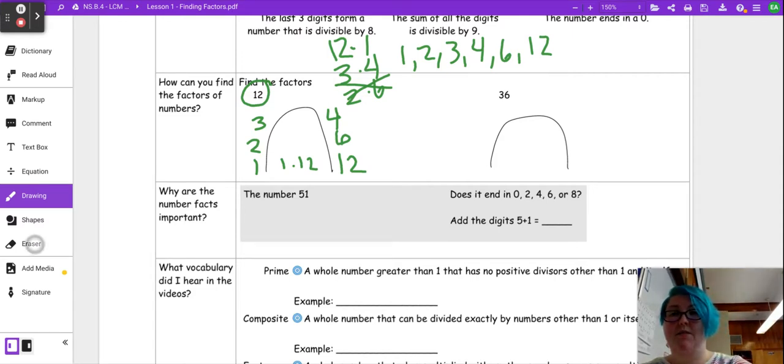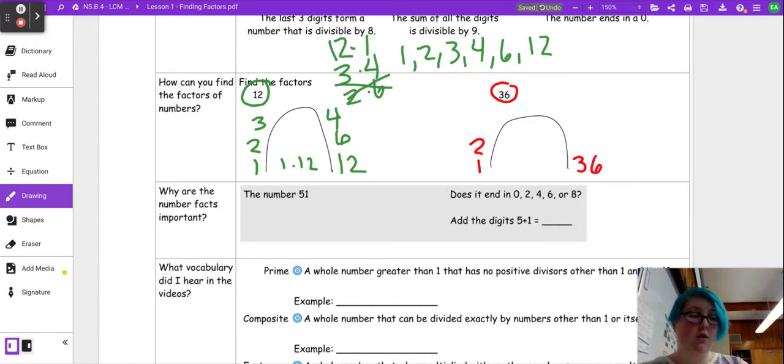All right, so now let's go to 36. So here's 36. Again, we start with 1 and we do 36. And then we go to 2. Okay, so 2 times 18 is 36. Then we go to 3, and 36 divided by 3 is 12, so we know 3 is a factor, and 3 times 12 is 36. Now we go to our next whole number, 4. 4 times 9 is 36.